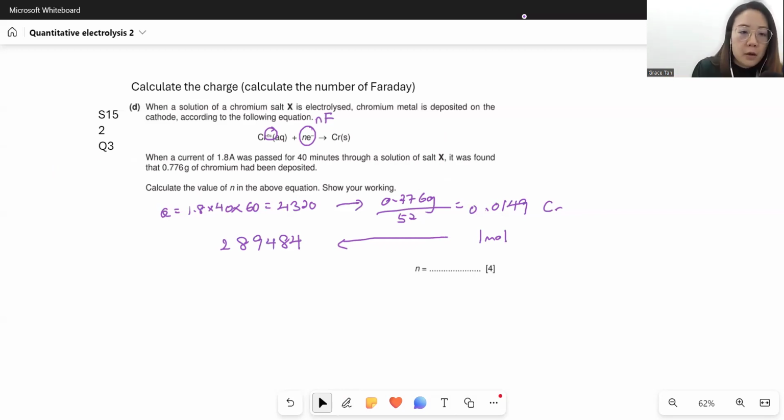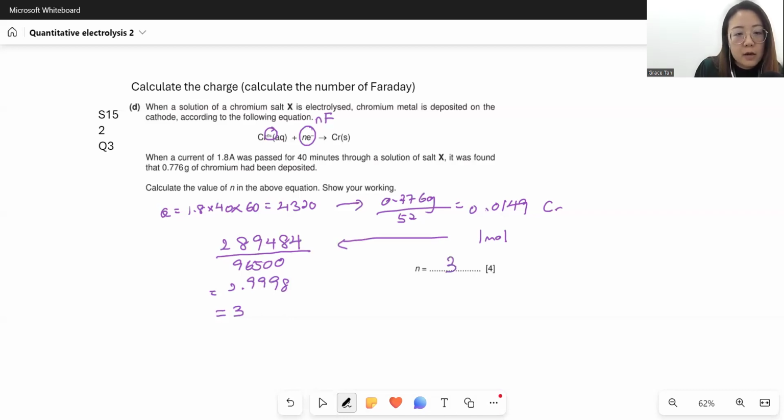Now then, we divide this number by 96500, right? Because we want to see how many times the Faraday constant is inside this number. So we take this number and divide it by 96500. I got 2.9998, which is 3. Beautiful number. So that means 289484 was actually 3 Faraday. Now 3 Faraday means 3 moles of electrons. So in other words, n is actually 3.